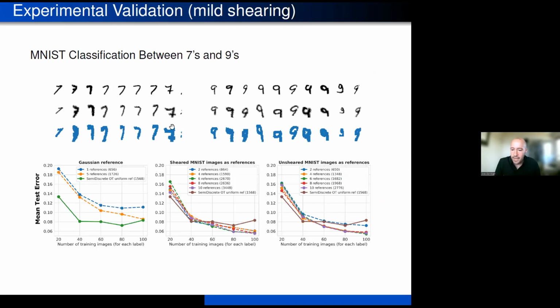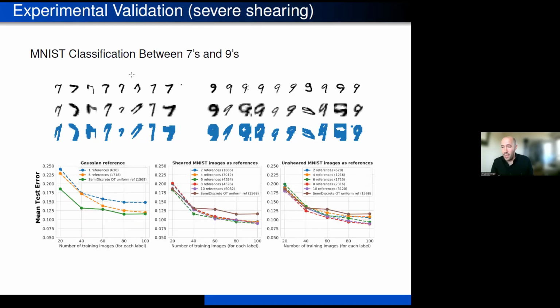And I should also say you can shear, right? So we have examples where classifying 7s and 9s, and you want to shear these things in certain directions. And these shearings can actually be quite severe. And it still winds up that you get a pretty good classifier by building a linear classifier in the LOT space.